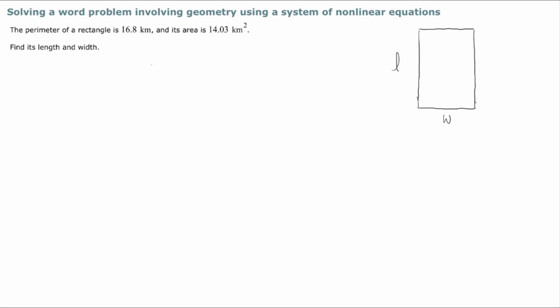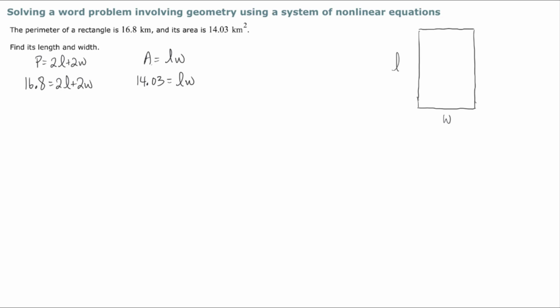And we do know that the perimeter formula is this. P is equal to twice the length plus twice the width. Right? The perimeter is 2 lengths plus 2 widths. And we also know that 16.8 is equal to 2L plus 2W. We also know that the area of a rectangle is length times width. But we're also given the area. It's 14.03 is equal to length times width.